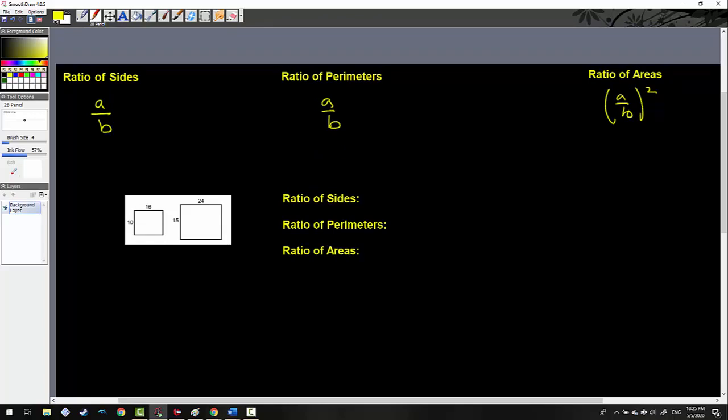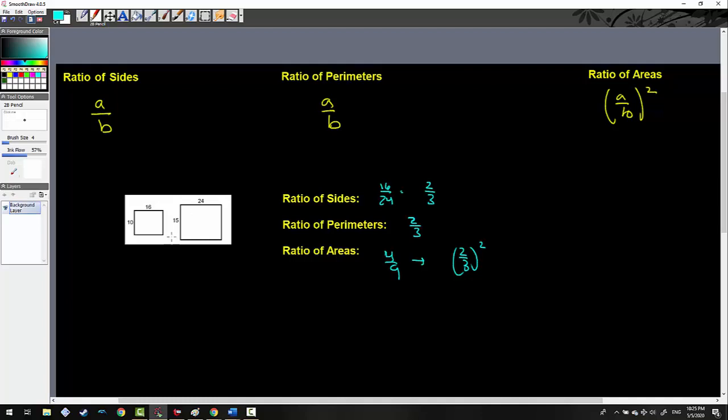The ratio of the sides, go ahead and pick whatever side you want. I think 16 over 24 would be very doable. So 16 over 24, if they both divide by 8, would reduce to 2/3. Well, remember, the ratio of the perimeters is going to be the same, because perimeter is just a linear type of model here. Area, however, is going to end up becoming 4 over 9, and that is because 2/3 squared. Now, if you don't believe me, I don't blame you.